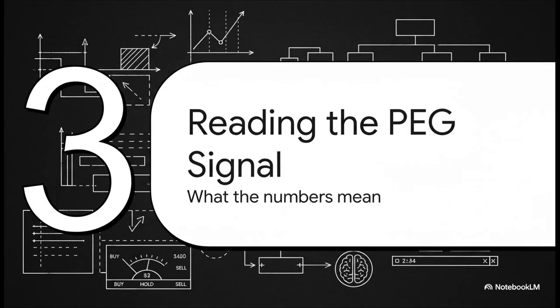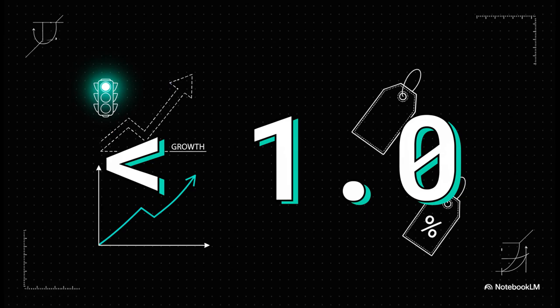Okay, so you've got this number. Now what? What is it actually telling you? The real beauty of the PEG ratio is that it takes a really complex idea, valuation, and boils it down to a pretty simple signal. Well, a PEG ratio that's less than 1, that's kind of the classic green light for investors. It suggests that the company is expected to grow its earnings faster than what the market's current price implies. In other words, you might have just found a growth stock that's on sale.